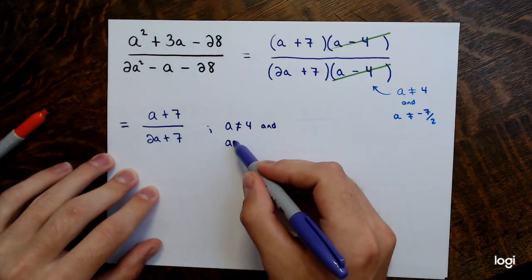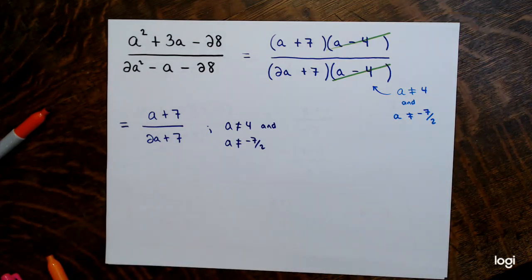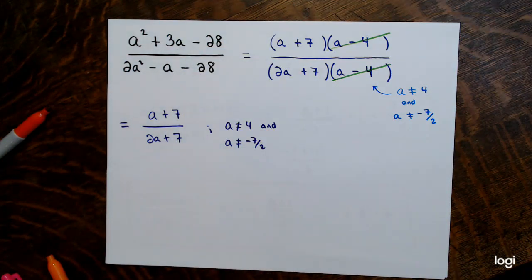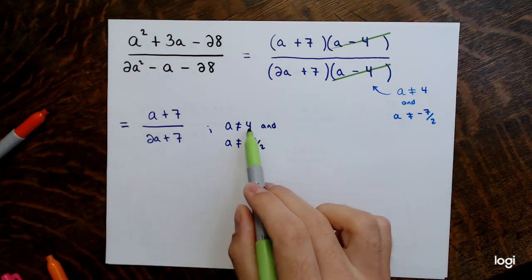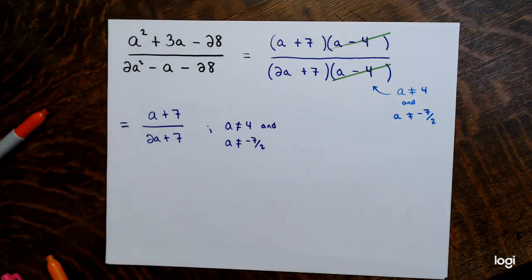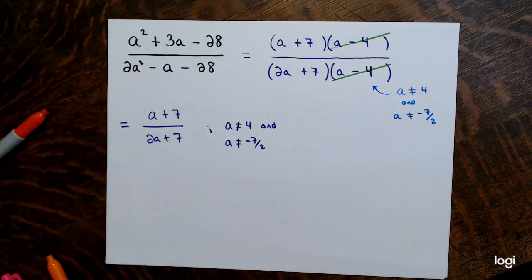and a is not negative 7 halves. As long as a is not one of those two numbers, this is true. These are equal. And again, you can check with a couple of values if you want. I'll actually write this time. One of the easy ones would be, what if a was 0? 0 is not one of these. You'd have negative 28 divided by negative 28. That's positive 1. And then this expression, you'd have 7 divided by 7. That's positive 1 again. So they are indeed the same when a is 0.